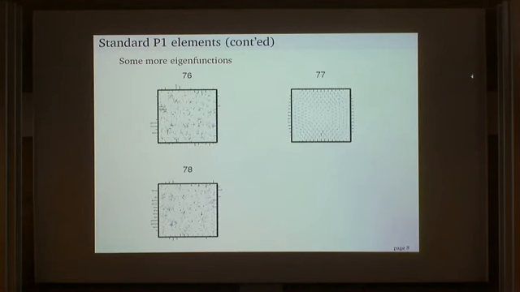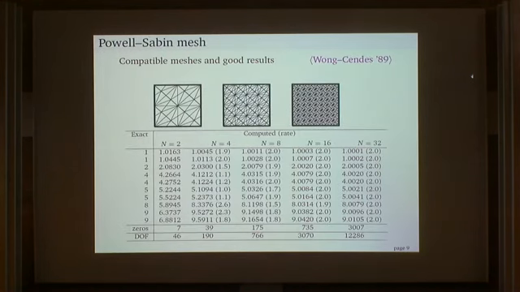Okay? Then there is some special mesh. This is what is called the Powell-Sabin mesh, and this has been observed by Wong and Sanders in 1989. And if you compute the same problem on this mesh, you get some zeros, exactly zero, depending on the level of refinement of your mesh, and then you get some positive eigenvalues, which are a good approximation of the correct ones, with a good order of convergence, second order of convergence.